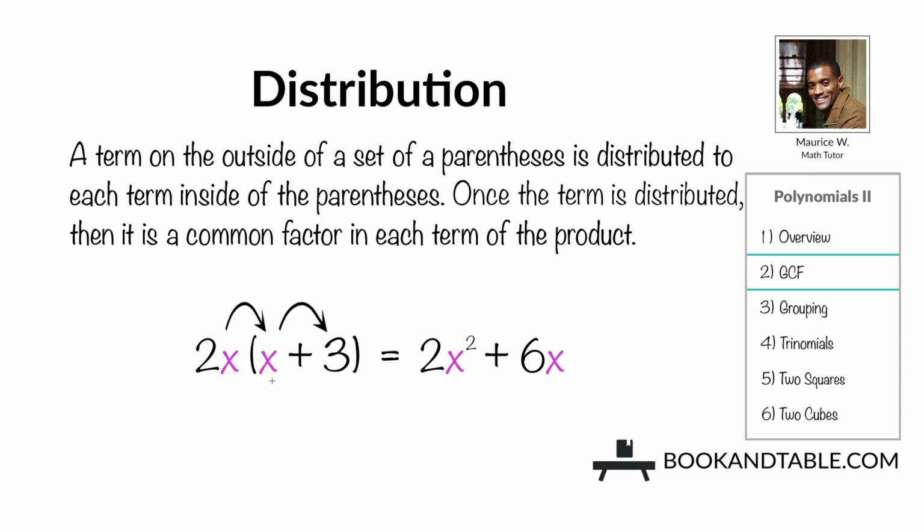So 2x times x would give you 2x squared, and 2x times 3 would give you positive 6x. And once the term is distributed, then it is a common factor in each term of the product. So 2x can be removed from 6x, and 2x can be removed from 2x squared.